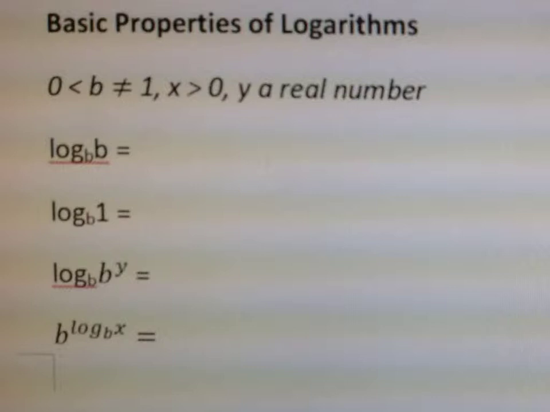Based on what we did in example 1, let's talk about a few of the basic properties of logarithms, things that are always going to be true. If we look at the general base b, if we take b to some power, how do we get b? We know that exponent must be 1. We saw that in the example log base 7 of 7. If we take b to some power, how do we get 1? We must have an exponent of 0.